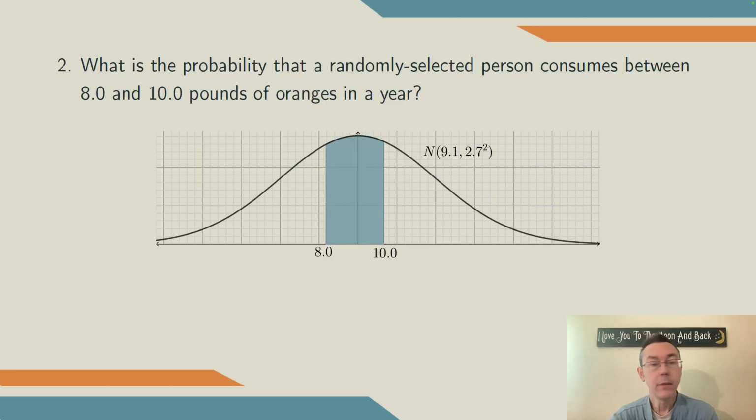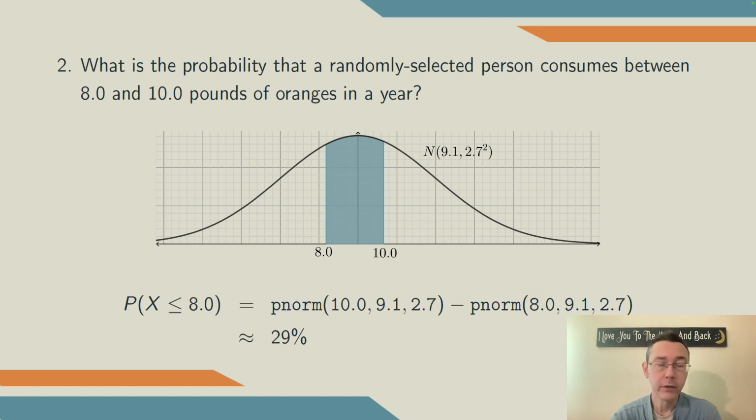Problem 2. What's the probability that a randomly selected person consumes between 8 and 10 pounds of oranges per year? So what I'm trying to do here is to compute this shaded area. I've drawn the same bell curve as before, labeled 8 and 10. The shaded area is representing the probability that someone is in that range.